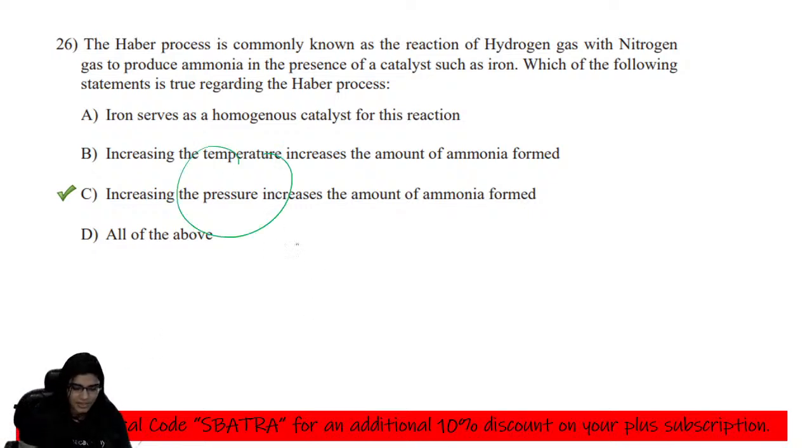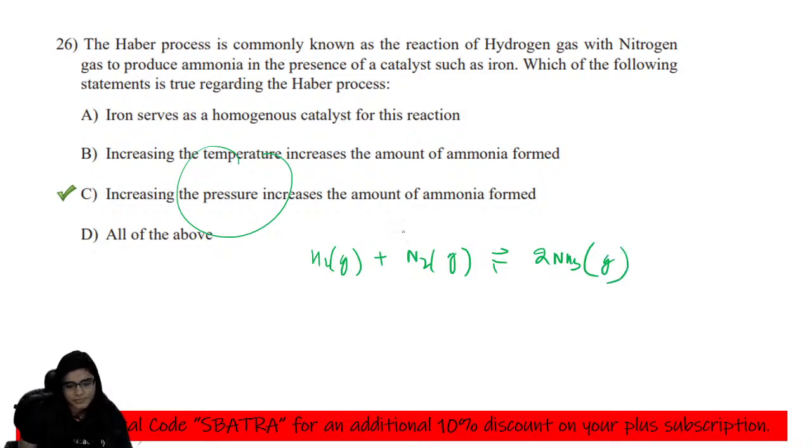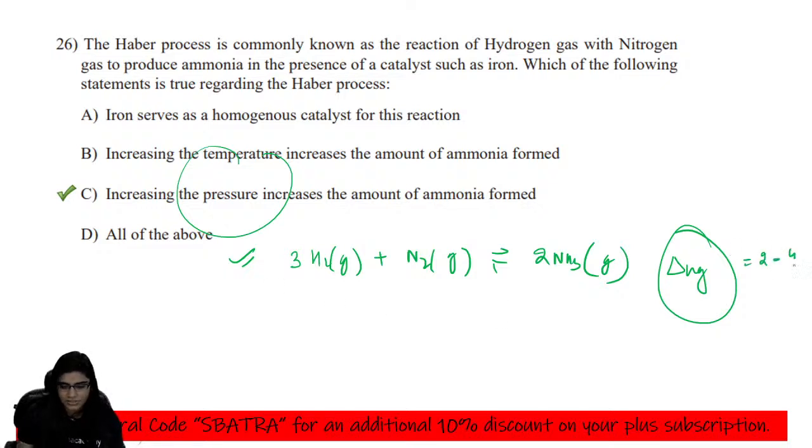Next is pressure. Now H2 gas plus N2 gas gives you 2NH3. How can you balance this equation? It is 3H2 gas plus 1 N2 gas gives 2NH3. Now we have to deal with pressure. Whenever we have to check which way the reaction goes if I increase or decrease temperature or pressure, for pressure specifically I have to calculate delta Ng. So what is delta Ng over here? 2 for NH3 minus 4, so delta Ng is minus 2. That means you have more moles on the reactant side.